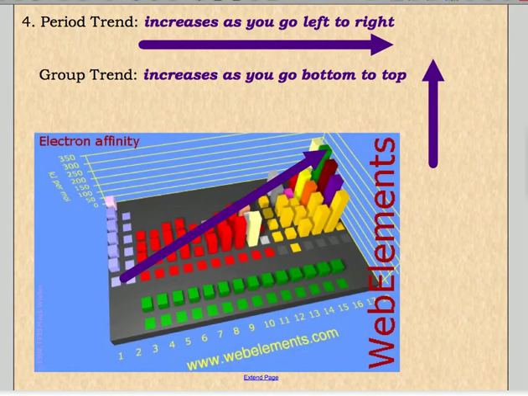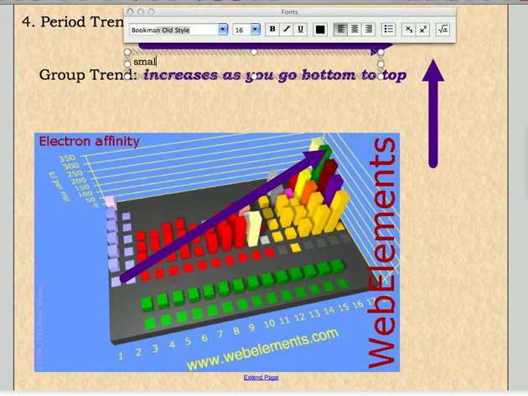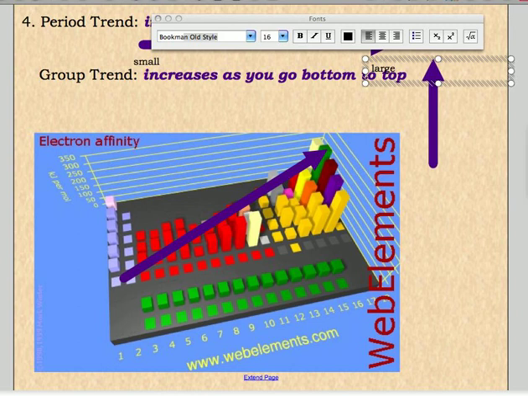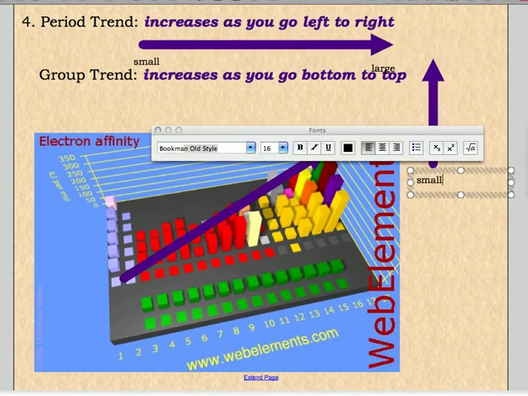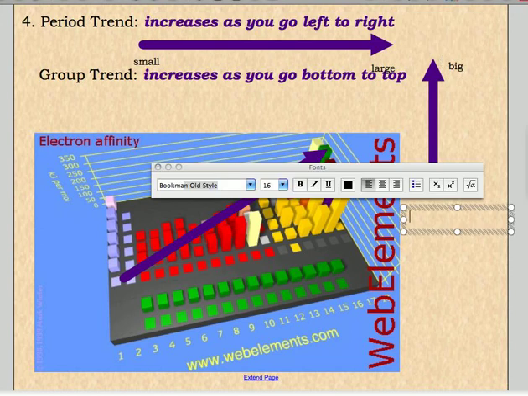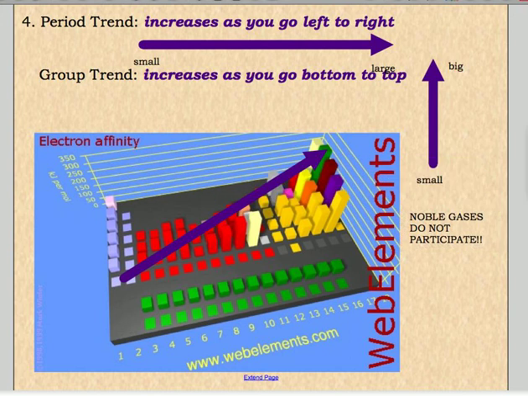It has a very similar trend. If we look here, we're small on the left, we're large on the right, we're small on the bottom, and we're big on the top. And one thing you definitely want to write down: our noble gases do not participate. Again, they're kind of like abstaining. They're very royal. They have all the electrons they want, so you can hardly see it here, but they're not even on the chart. It's just kind of a blank spot. But otherwise, the trend does kind of hold.